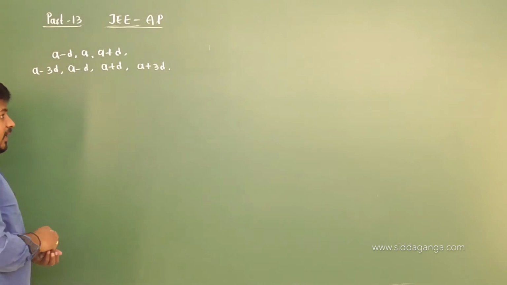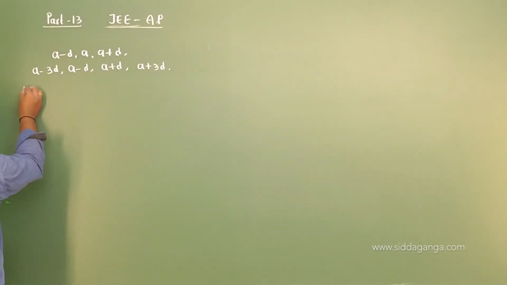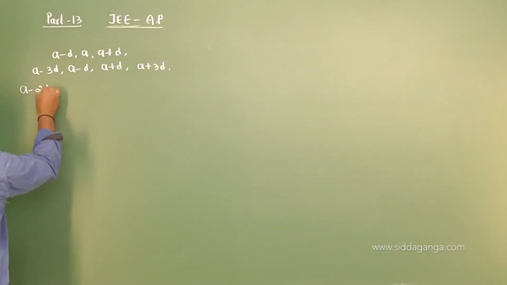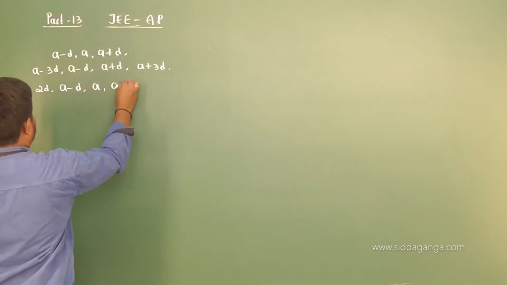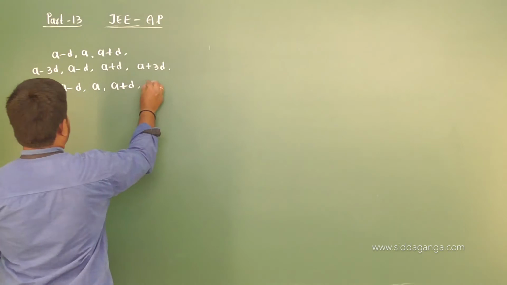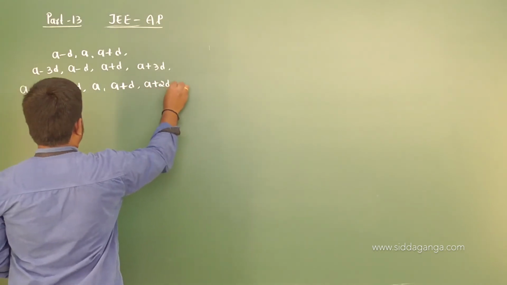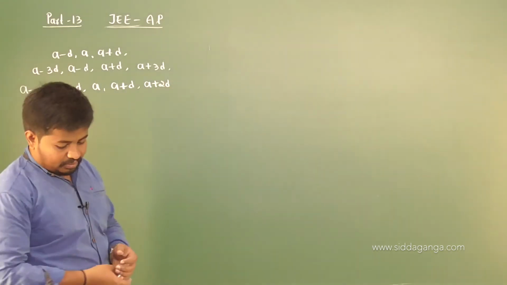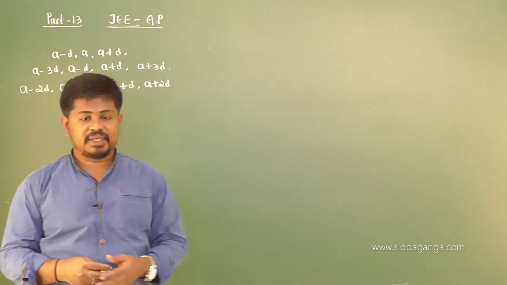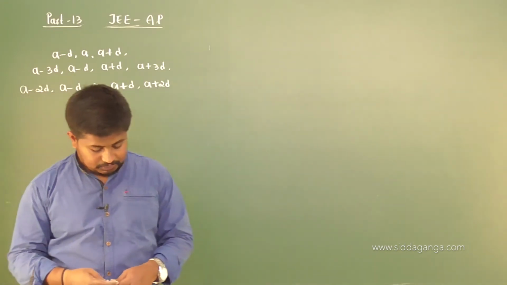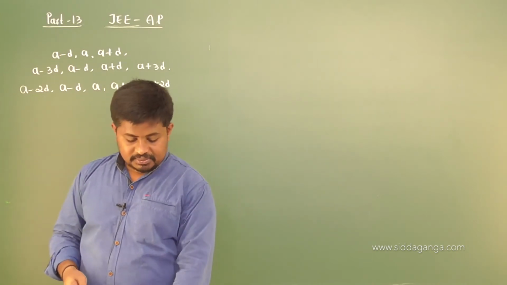If five numbers are in AP, then they can be taken as a minus 2d, a minus d, a, a plus d, and a plus 2d. Okay, this is also an important thing.